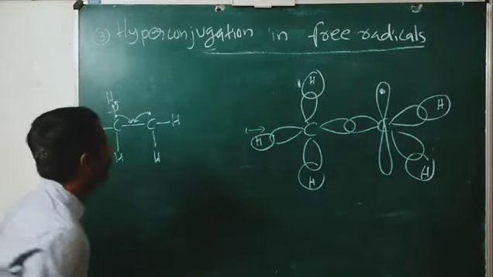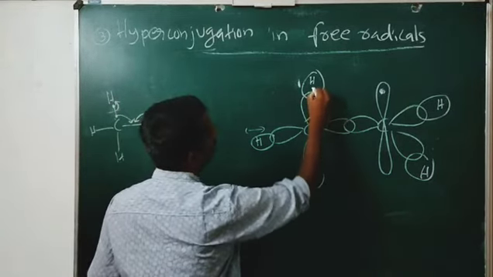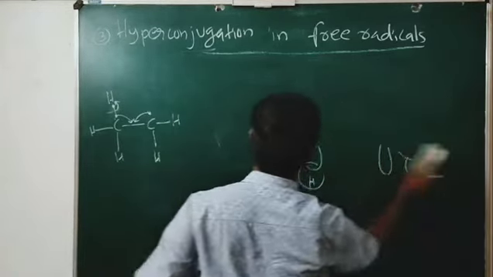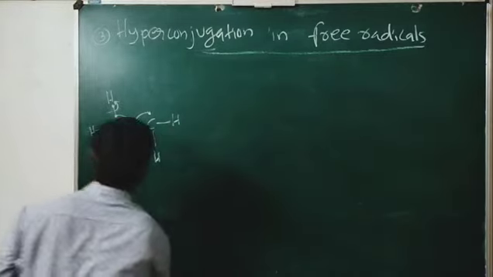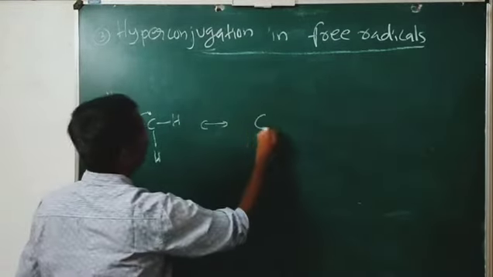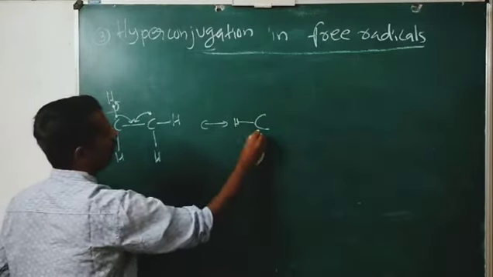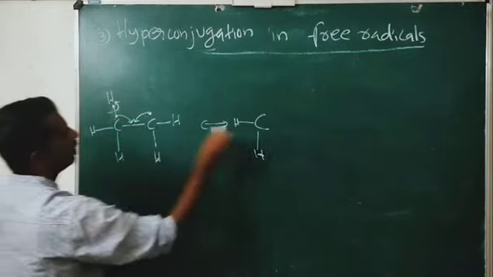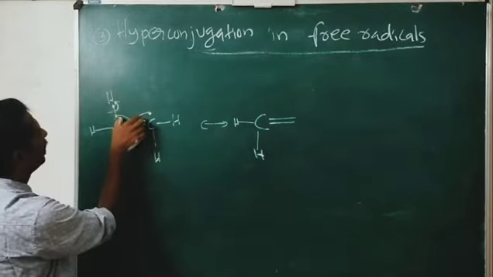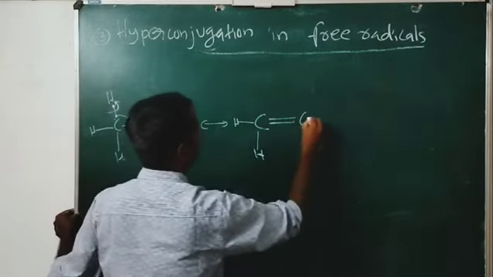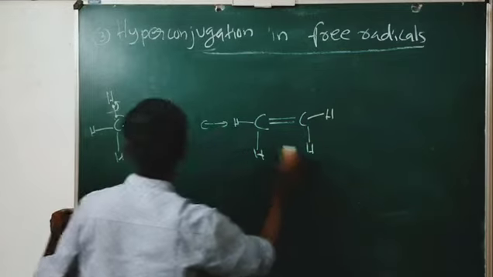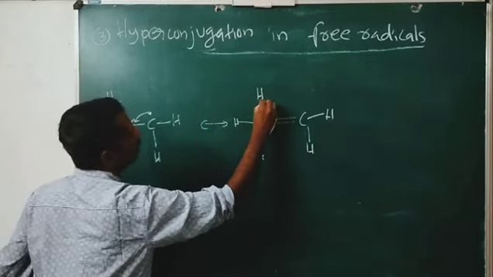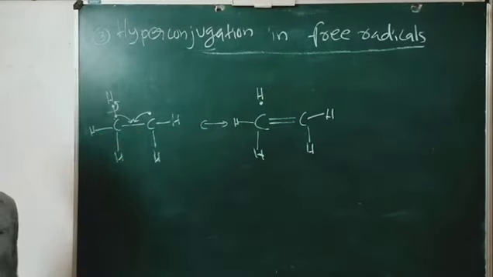So what do we get? Here is 1 electron and here is 1 electron. These two will combine together, and the hydrogen becomes free. Now we get the canonical form like this. Here the C-H bonds have no change, and one electron is shifting and this electron is also shifting. When two electrons join together they become a bond, and the hydrogen has a single electron. This is the first canonical form.